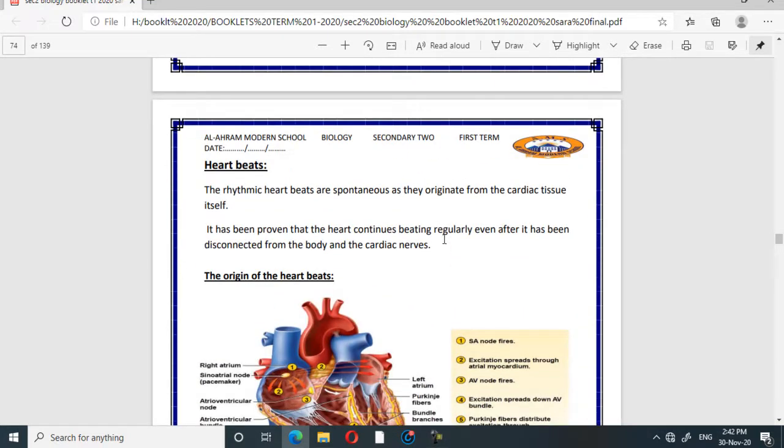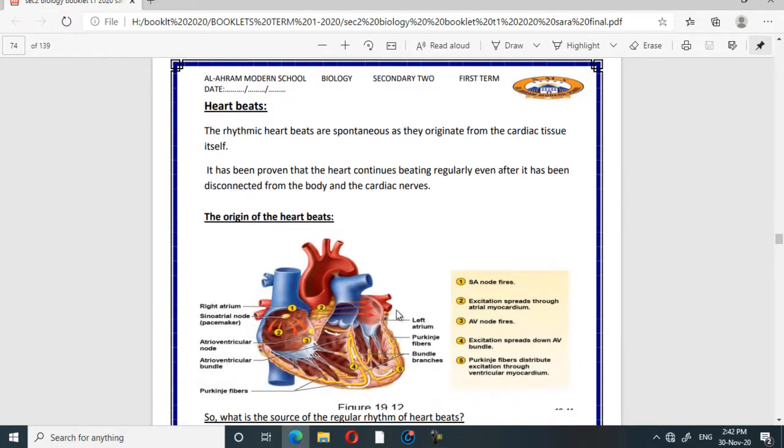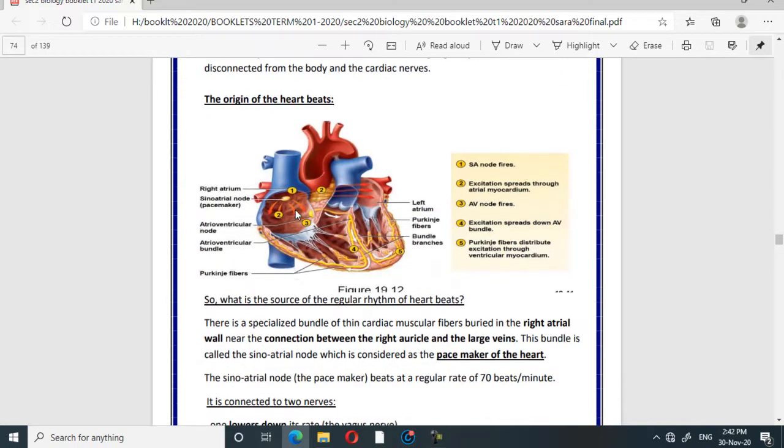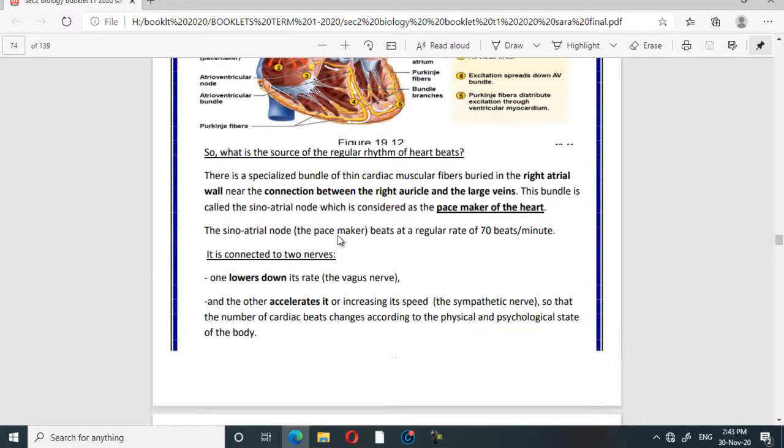So the heartbeats. What is the origin of the heartbeats? The heartbeat originates from the heart itself, from the cardiac tissues. It's proven that if you cut the heart and separate it from the body, it can beat for several hours. There is a bundle here called the sinoatrial node. It sends impulses to the atrioventricular node, then to the His fibers, causing the ventricles to contract after the auricles contract.